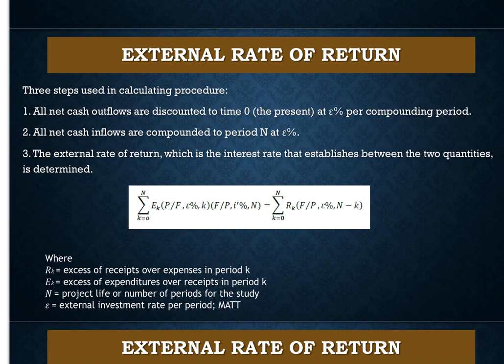So the formula, or there is a procedure in calculating for it. All net cash outflows are discounted to time zero, or the present, at the external investment rate per compounding period. So first, E is expenditures, or your outflows. We get their present worth, and the interest rate we will use is the external investment rate. Usually, the external investment rate is your MARR. So this is MARR.